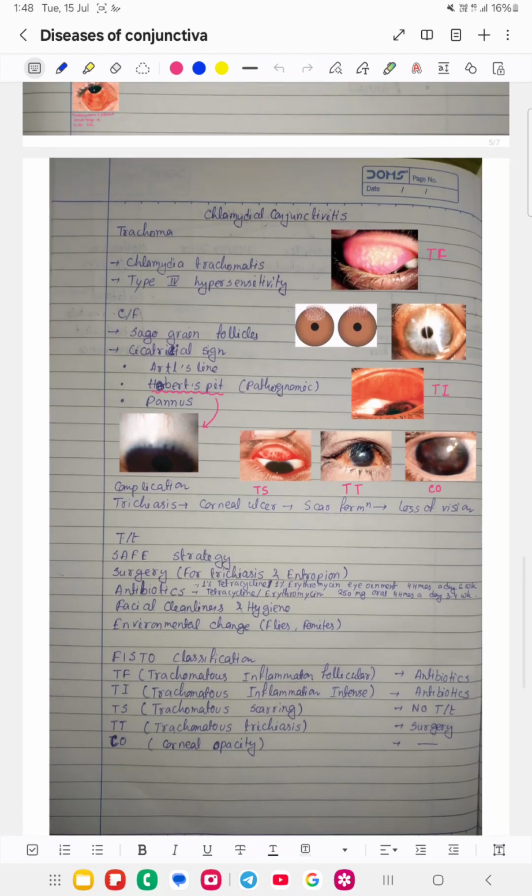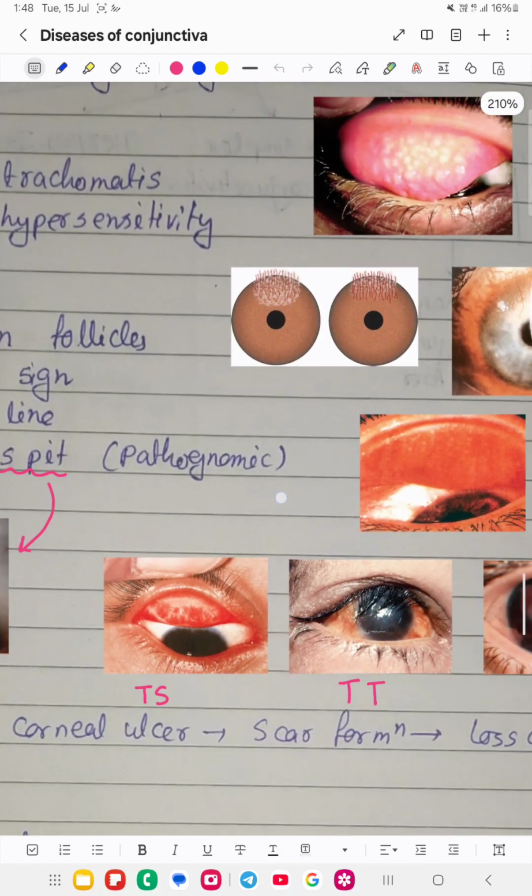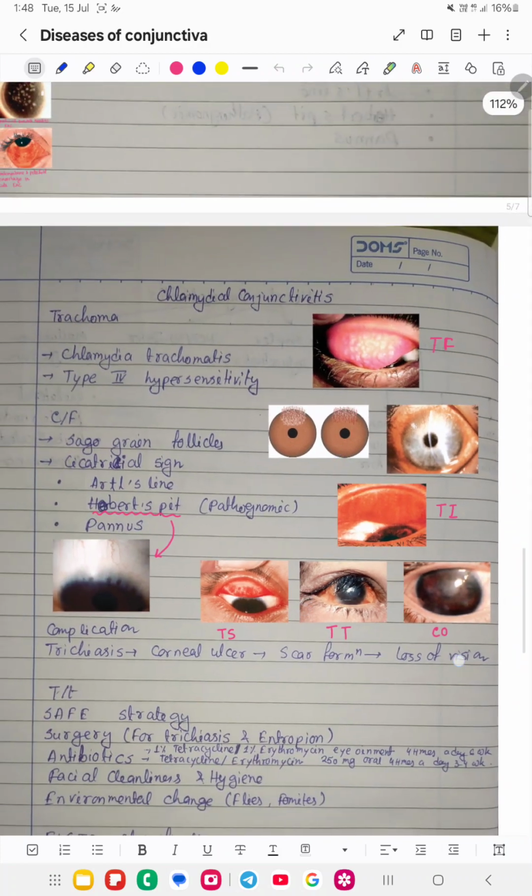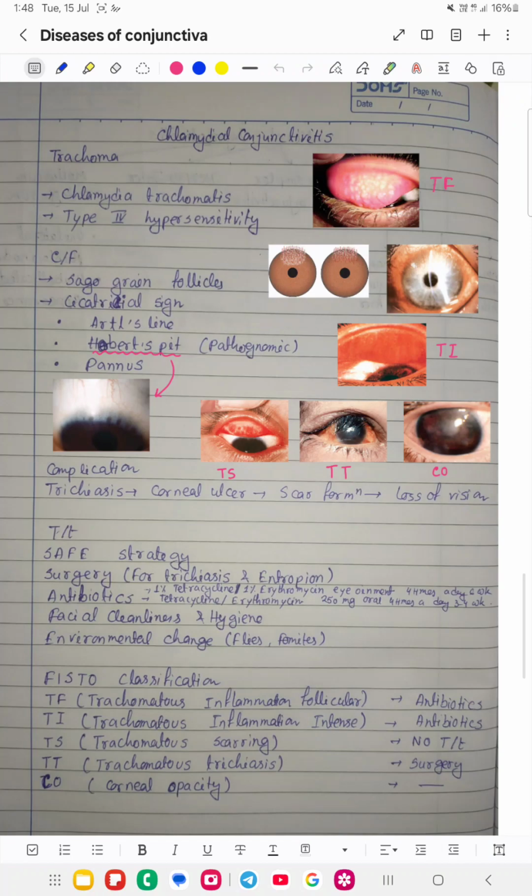Now I have added the images of all the 5 stages. The images above show trachomatous inflammation follicular, where we see white follicles in the upper palpebral conjunctiva. In the second image, we see pannus formation. Here we can see the left one is progressive pannus and the right one is regressive pannus, and this is the clinical picture. The third one, that is TI, is trachomatous inflammation intense.